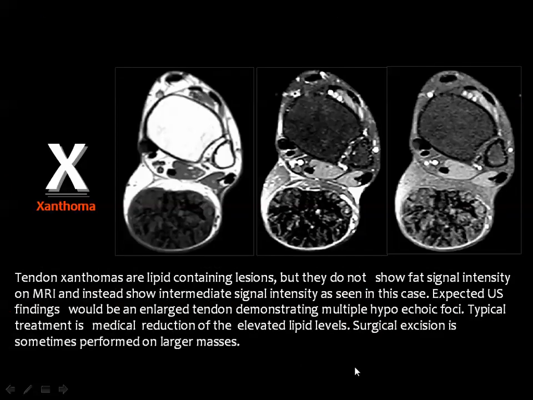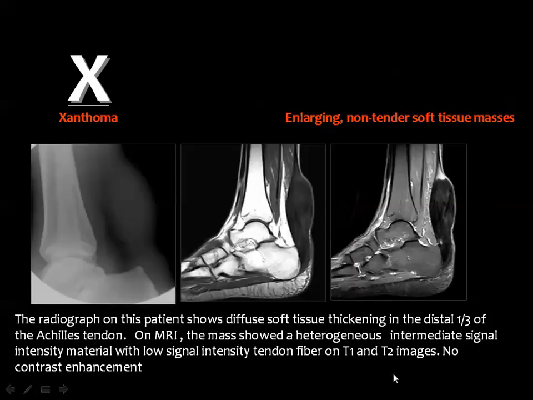This is an example of xanthoma of the Achilles tendon. You see the huge enlargement of the Achilles tendon in the T1 weighted image and in the T2 or STIR image, and also after contrast enhancement. These lesions do not usually show significant enhancement.